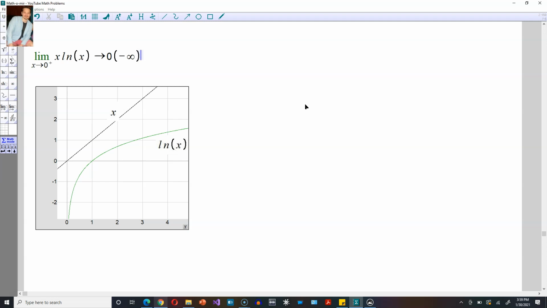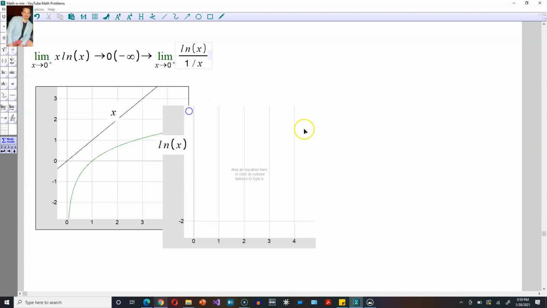So over here we're going to do the following. We're going to write this as the limit as x approaches 0 from the right side of ln of x, and then divide that by 1 over x. Let me just illustrate that with a graph so you understand what I'm saying here.